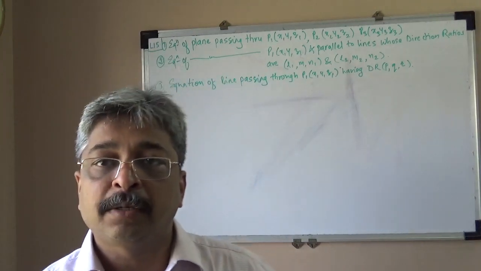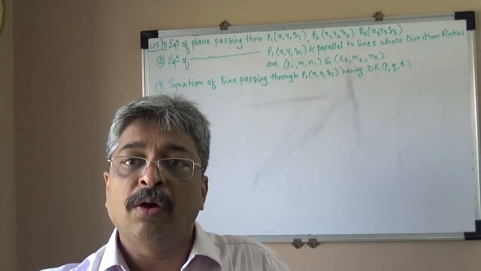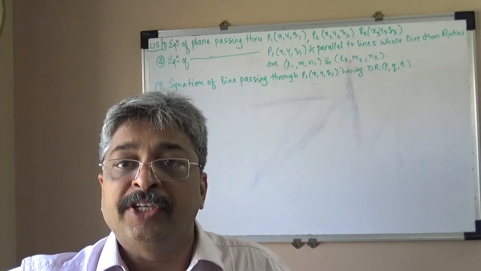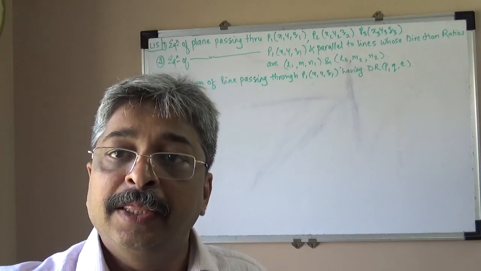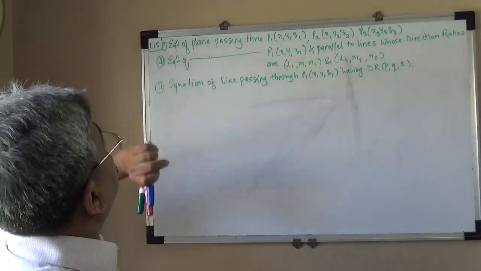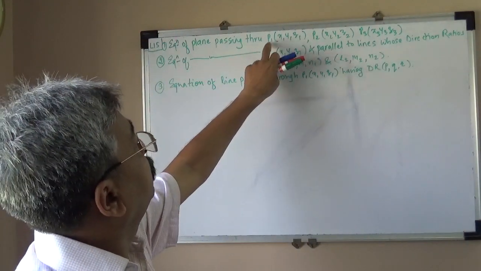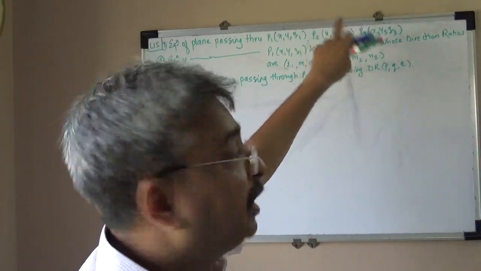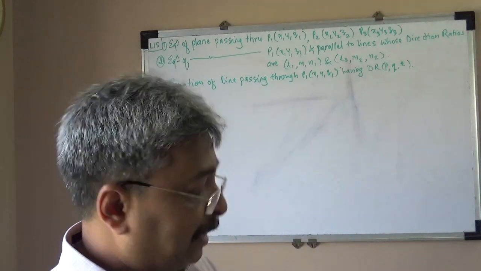Okay, this is lecture number 15. Let us do equation of plane, equation of line, distance of a point from plane, etc. in three-dimensional coordinate geometry. So the first exercise that we are going to do is equation of plane passing through 3 points: P1 (x1, y1, z1), P2 (x2, y2, z2), and P3 (x3, y3, z3).